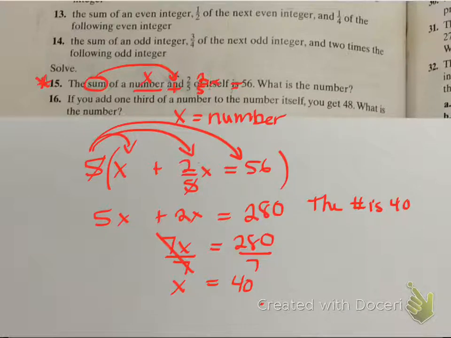Okay, yes, Caleb. Could you multiply everything by 5 over 2 instead? Okay, let's do that. What do you think? Let's do it in blue and compare it. So here I have x plus 2/5 x equals 56. Okay, so he's saying, let's multiply it by the reciprocal.